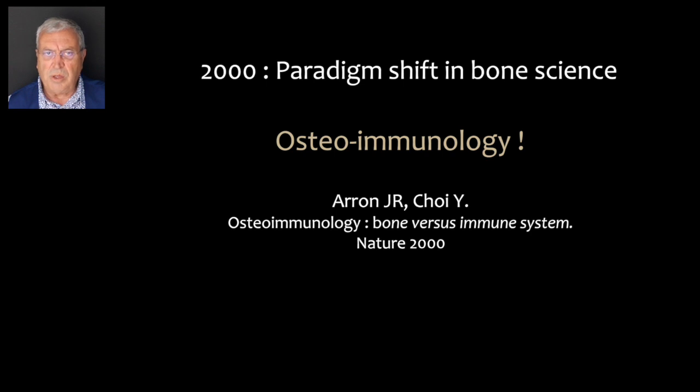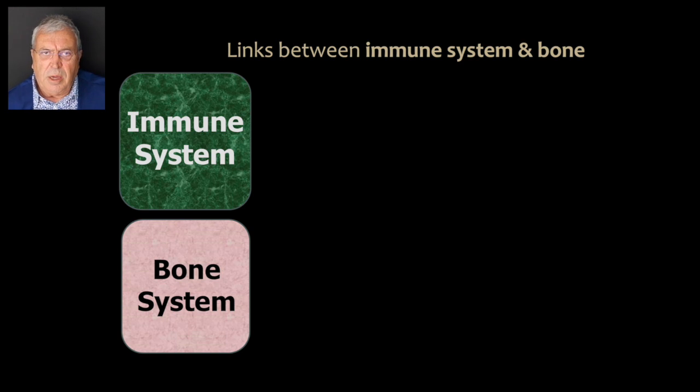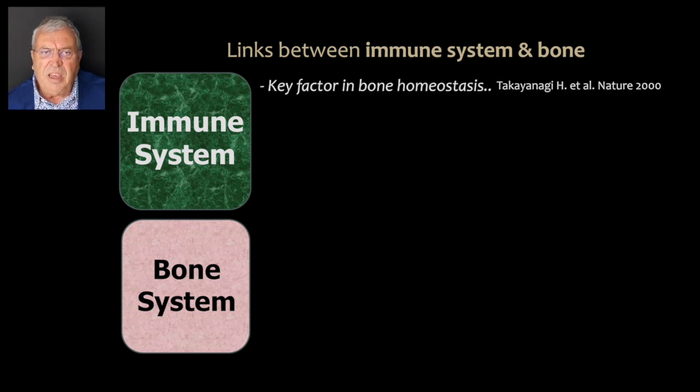Aaron and Choi came to publish on osteo-immunology, meaning the immune system and the bone system are very close. What is the relation between them? The immune system is the key factor in bone homeostasis.